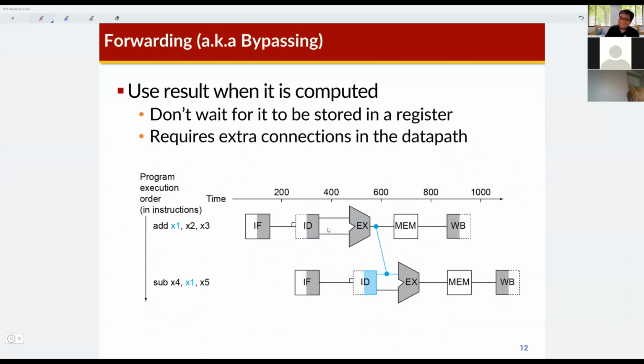But we can overcome this performance degradation with data forwarding. This is also a very important concept of the pipeline architecture. So what is data forwarding? Let's see this example. It's another add and another sub instruction.